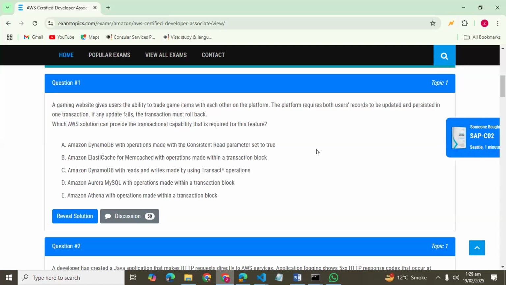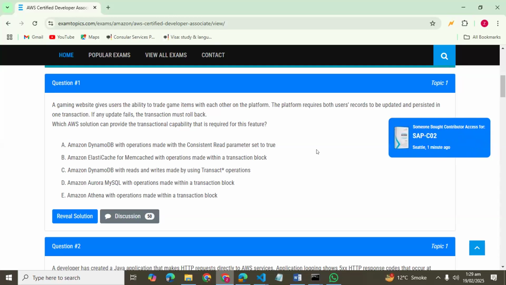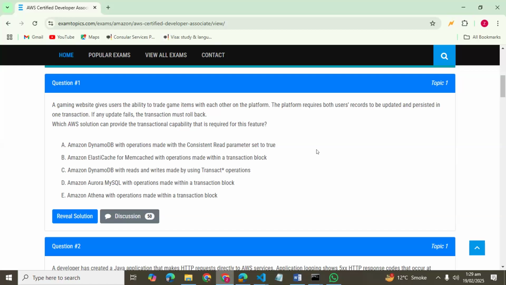So basically, where are the different users' records saved? In our app, I mean the database. Yes, definitely. So we need to select the best database which provides us the facility of rollback, means if any of the user transactions fail, then it automatically rolls back to the previous state. So which service is the most suitable for this?